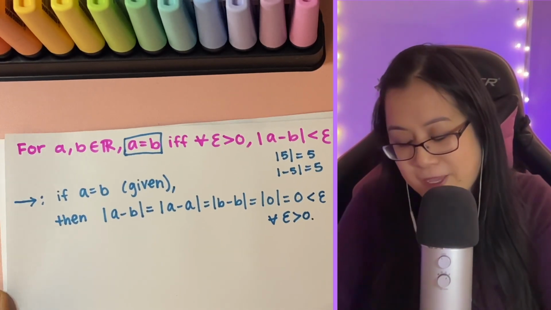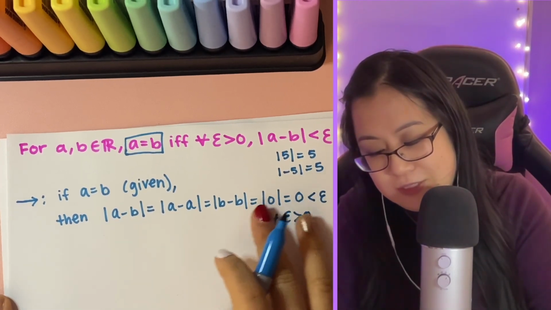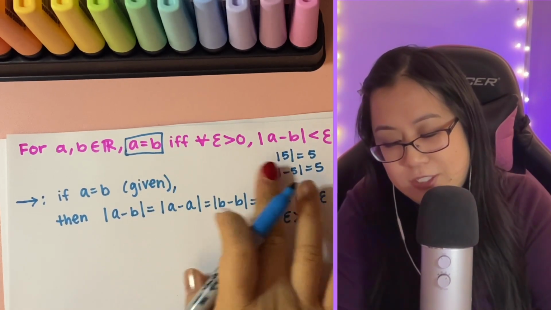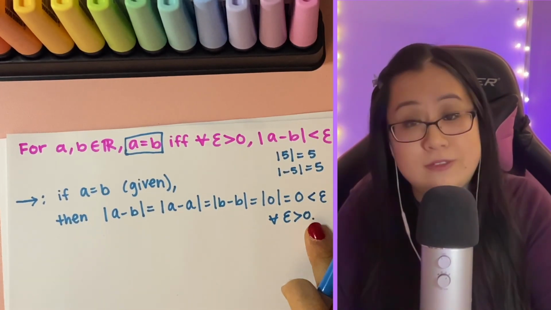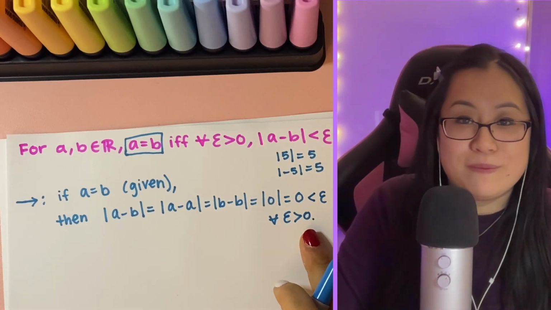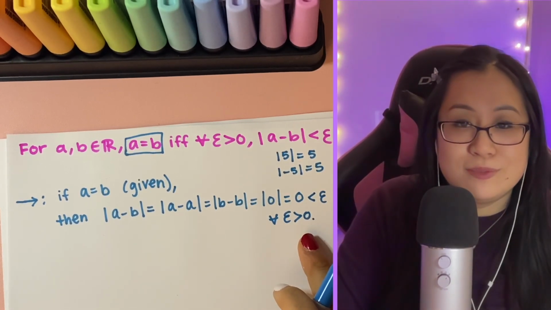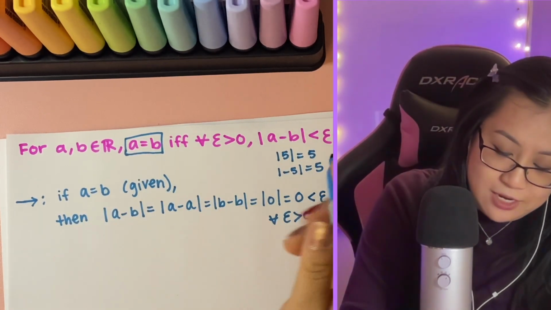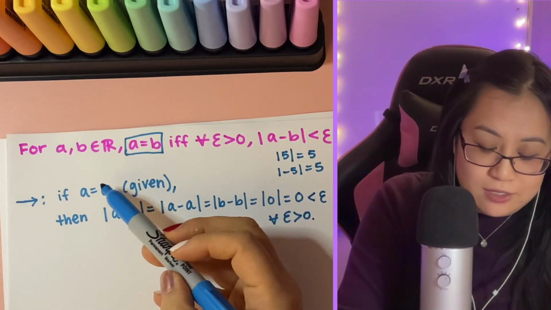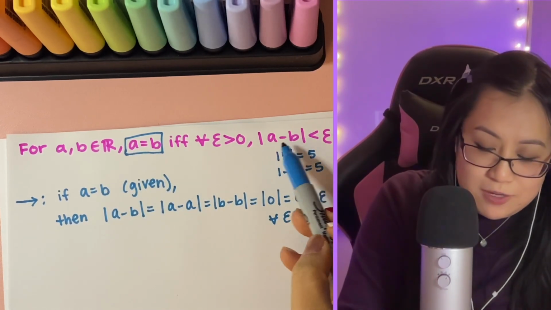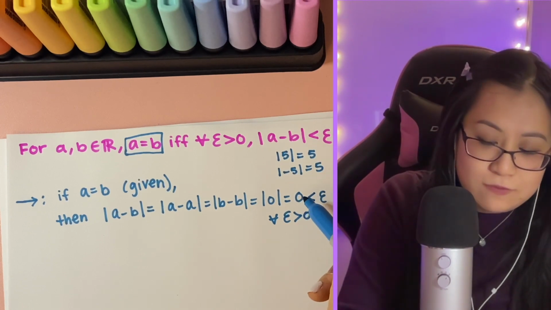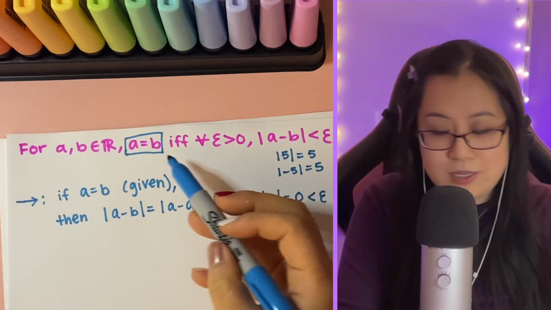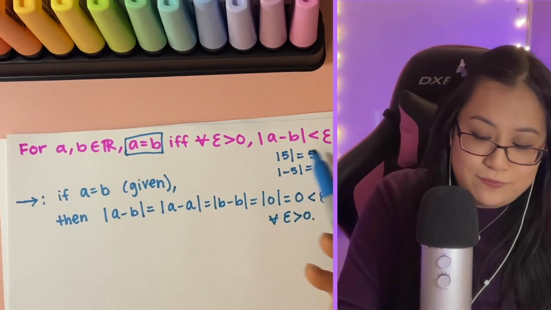Does that make sense? I know it might seem really simplistic and obvious, but figuring out in which direction and how to actually write this out is pretty much half the proof. Same thing for epsilon delta proofs, is to figure out what we're letting things be. So in this case, we just showed that given A equals B, then the absolute value of A minus B is 0, which for all epsilon greater than 0 is going to be less than epsilon. So given this, this is true.